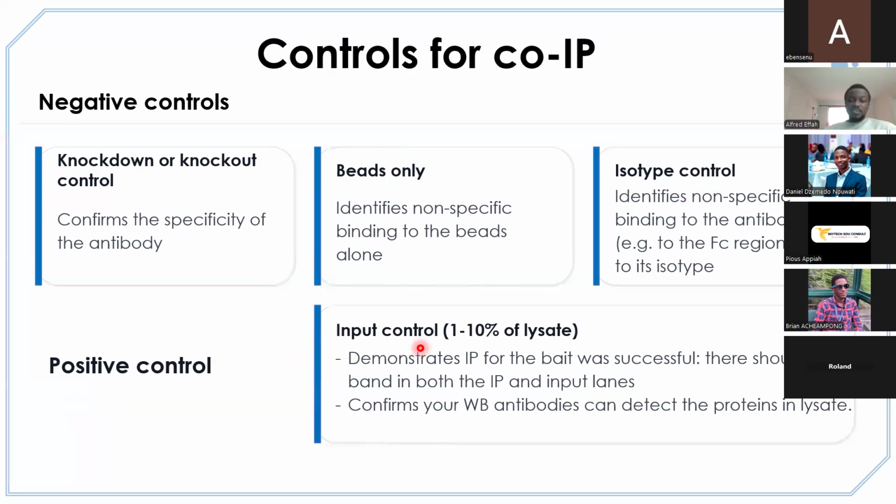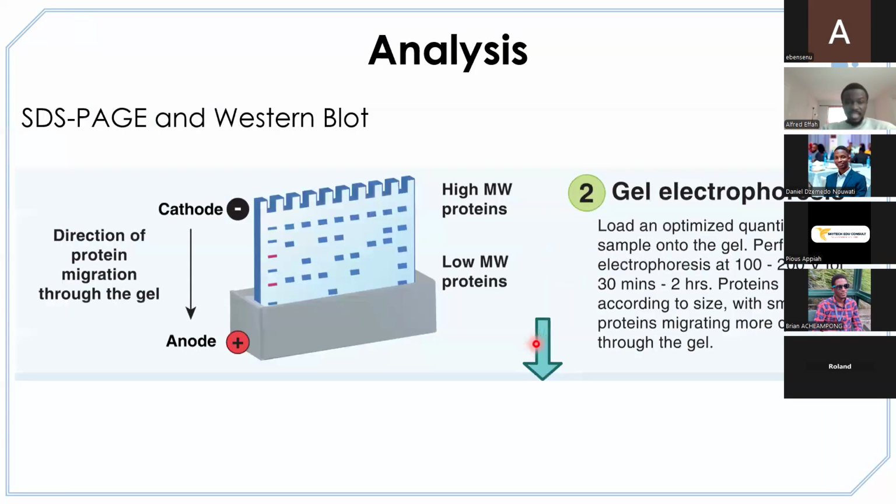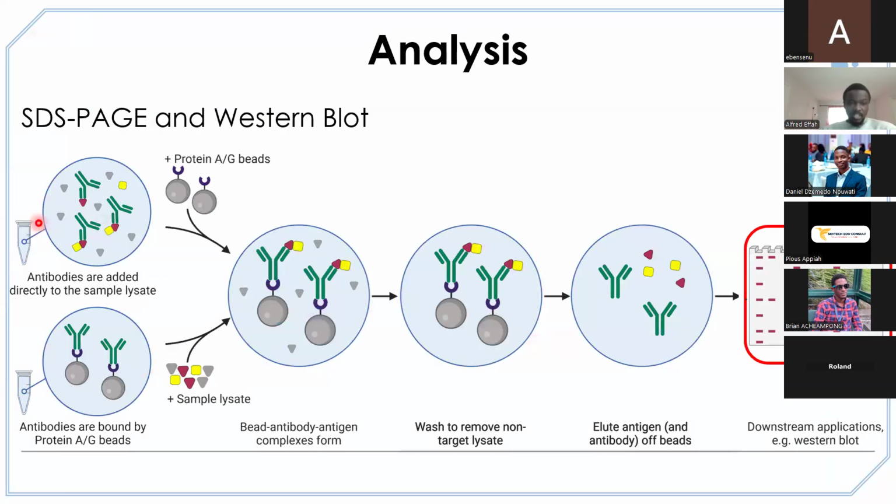Now, positive controls, we can use 1 to 10% of our lysate. So when you prepare the lysate, when you lyse your cells, you want to be sure that both protein A and protein X were present even before any other thing. So you keep some of the lysate, then you perform the Western blot. Over there, because it's just the lysate, it must have both protein A and then X. It doesn't say they are interacting.